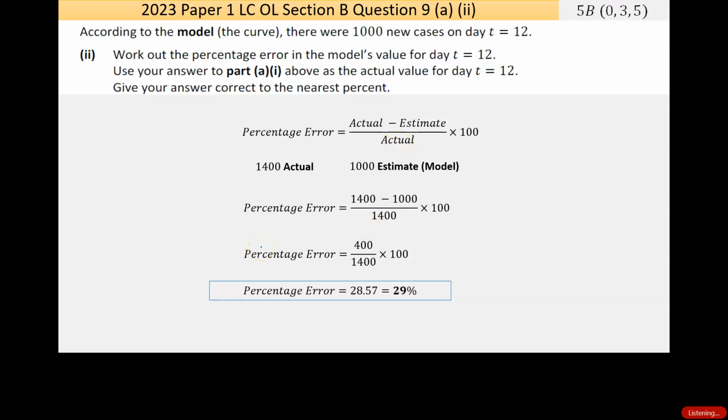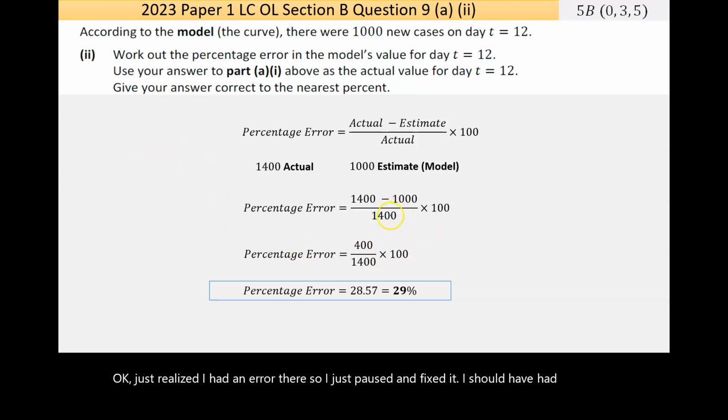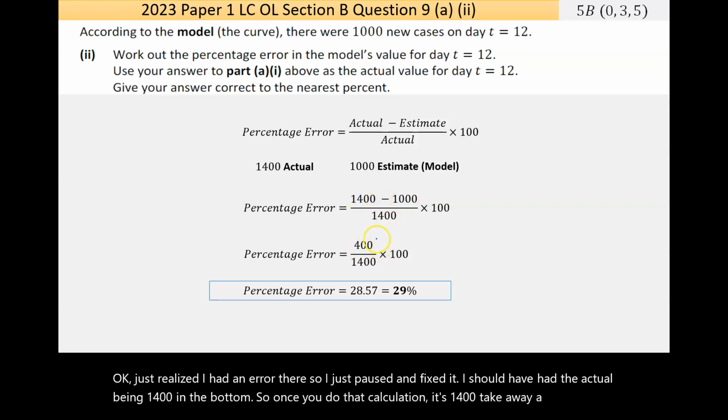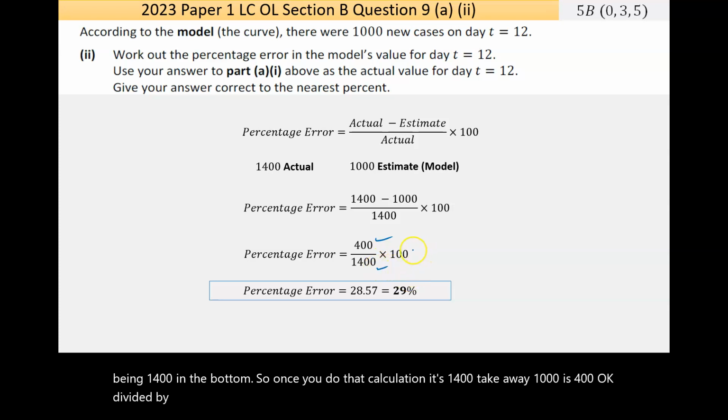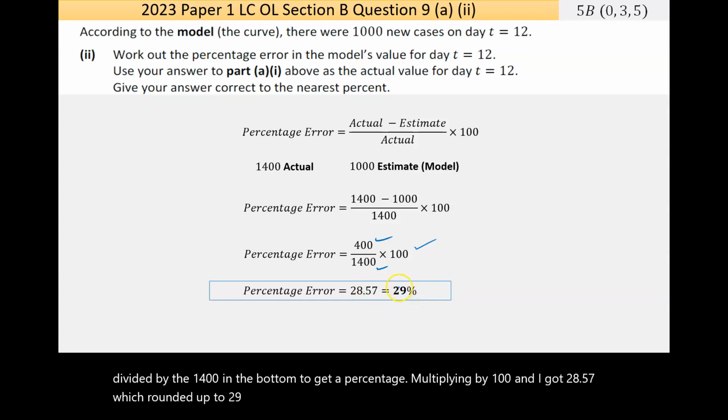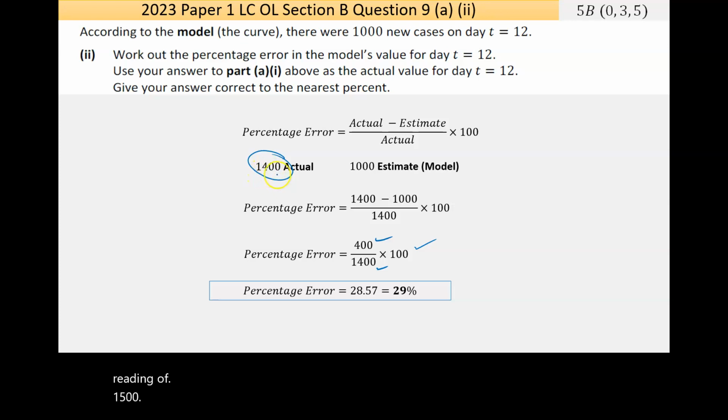Okay, I just realized I had an error there, so I just paused and fixed it. I should have had the actual being 1400 on the bottom. So once I do that calculation, it's 1400 take away 1,000 is 400, divided by the 1400 on the bottom, and multiplying by 100 to get a percentage. And I got 28.57, which rounded up to 29%. Now the marking scheme says 33%, but that was based on their reading of 1,500. So any answer from part 1 we accept as correct in part 2. So, okay, apologies for that.